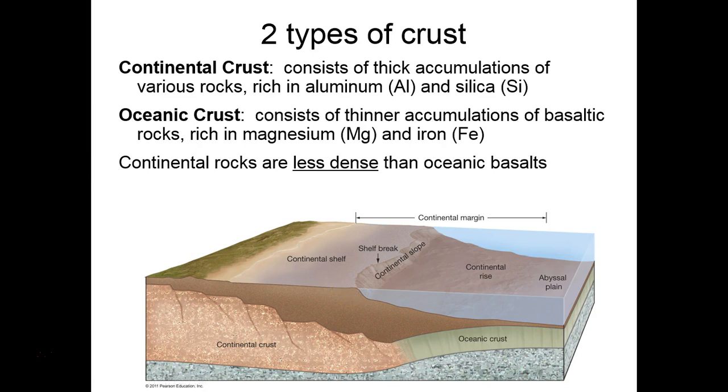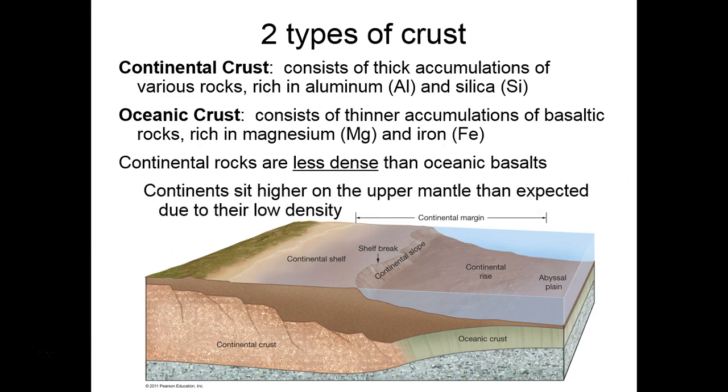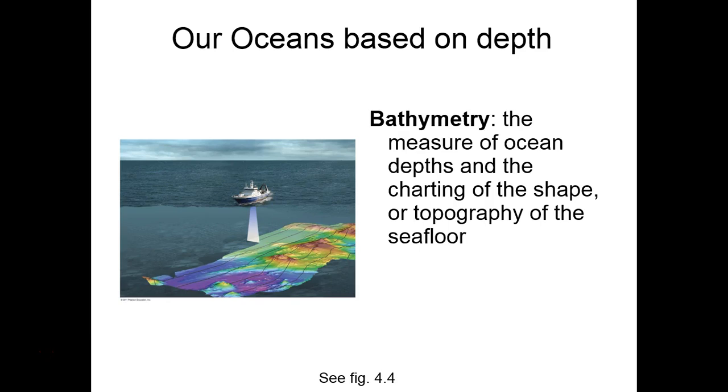Continental rocks are less dense than oceanic basalts, which means that our continents sit higher on the mantle than our oceanic crust does. We'll talk a little more about that when we talk about plate tectonics in the third lecture you should be watching this week. The continents sit higher on the upper mantle than expected due to their low density, so they rise up higher than you would expect based on the thickness of that crust.